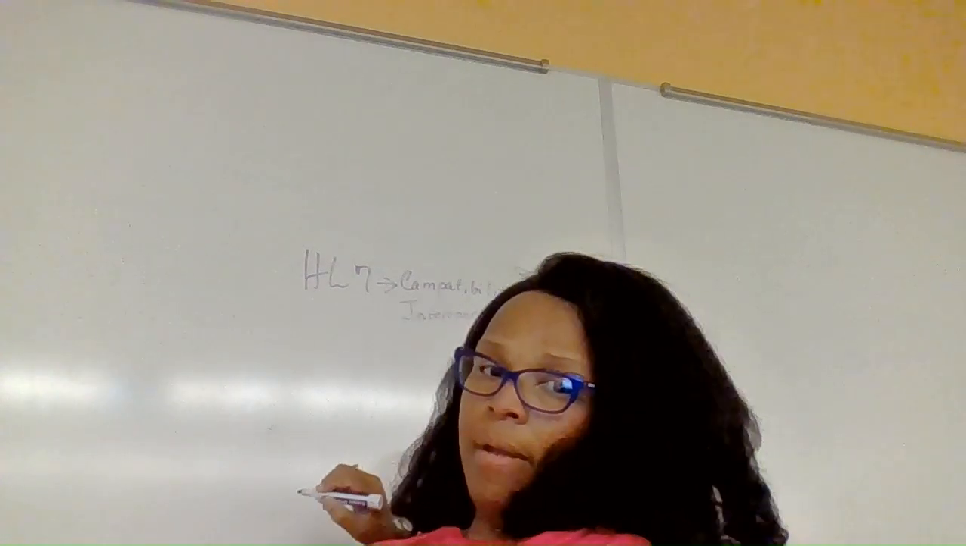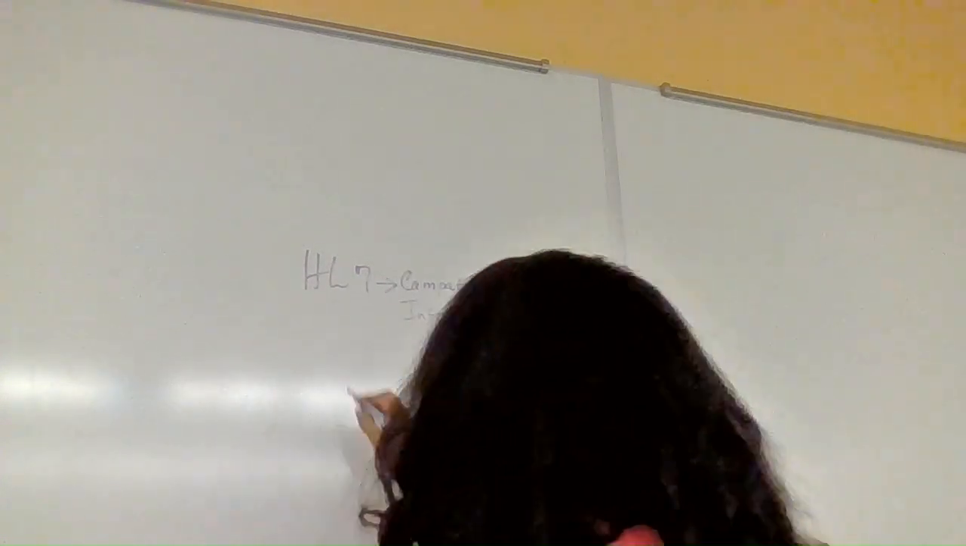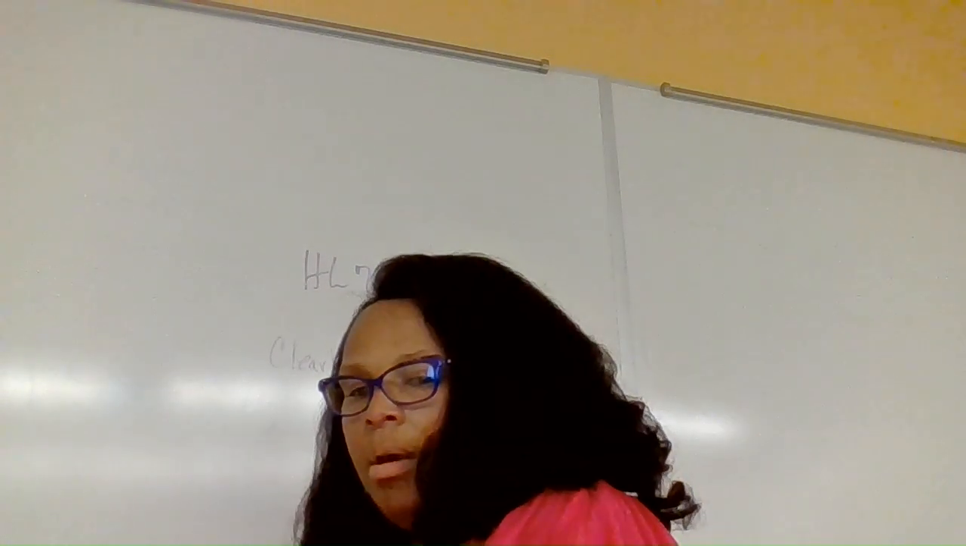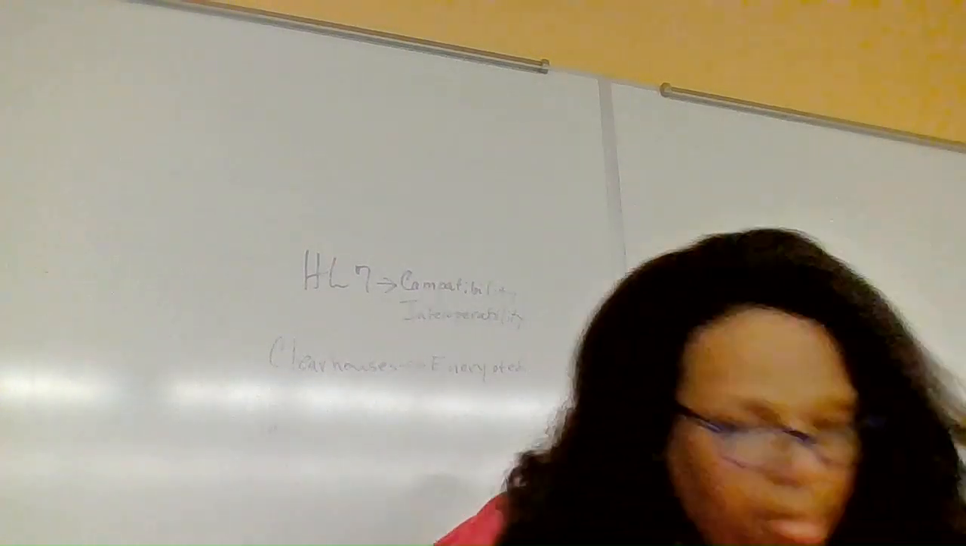So we're going to talk about HL7. I don't know if anybody's familiar with HL7. HL7 has a lot to do with compatibility and interoperability. It also talks about clearinghouses. It covers that, and how information is encrypted. When you're encrypting something through email, let me write that down.